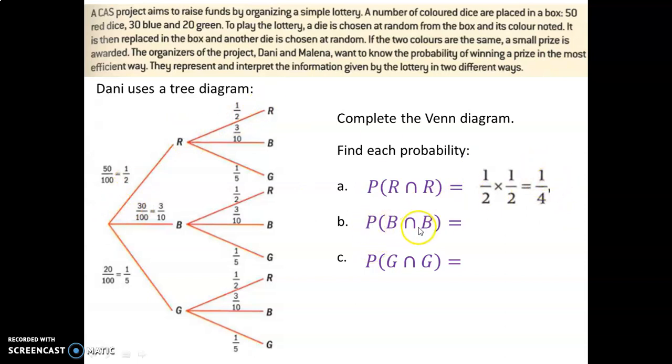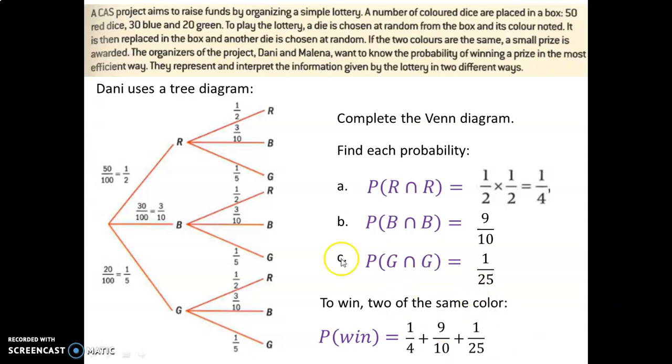How about the probability of blue and blue? Well, that one is 9/100, because for that one we followed 3/10, 3/10, multiply those, we get the blue path. And then green likewise is the green path, 1/5 times 1/5, which is 1/25. So those are the three paths that lead to getting the same color twice. And the situation here says to win, you have to choose two of the same color. So what's the probability of winning?